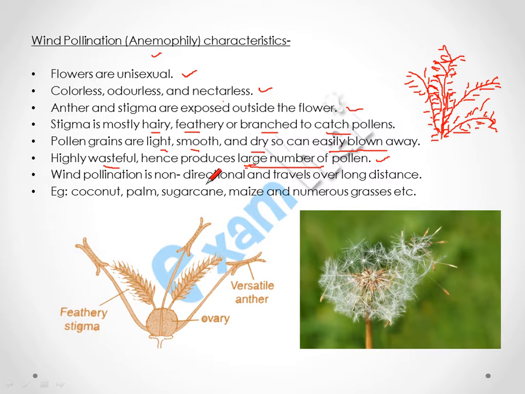Wind pollination is non-directional and can travel over a long distance. Examples are coconut, palm, sugarcane, maize and numerous grasses.